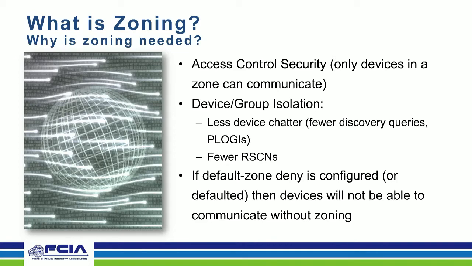and you want to reduce the scope of who gets the RSCNs. So all these things are controlled by putting your devices in these zones. So again, if the default zone deny is configured, then devices will not be able to communicate without zoning, and that would be what we would recommend.